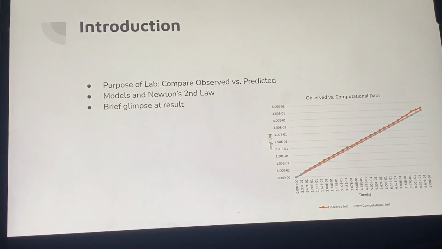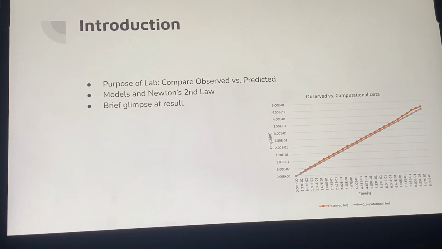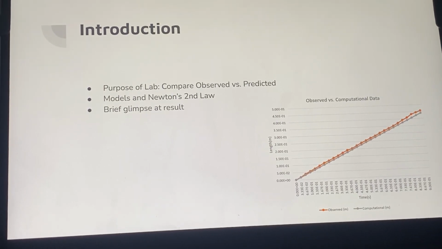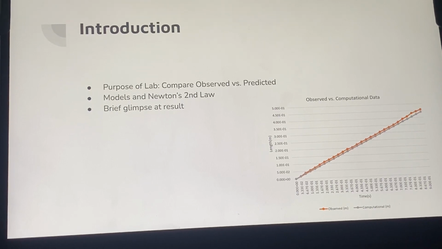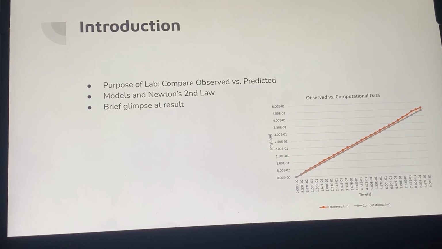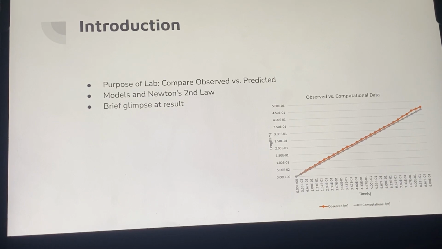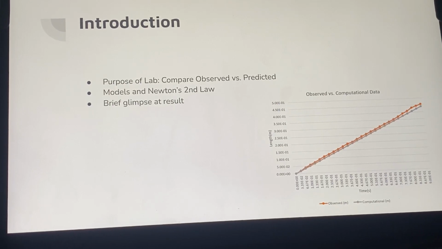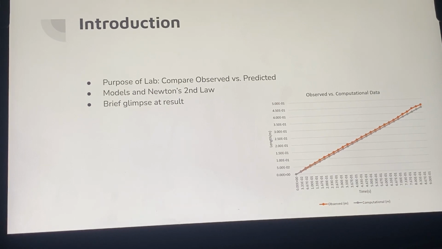So, an introduction to the presentation. The purpose of this lab is to compare two different models, right? An observed model and a predicted model. What we are doing in this is we are comparing data, and the data is a predicted distance versus time from an object with a constant velocity, a moving object with a constant velocity, right?